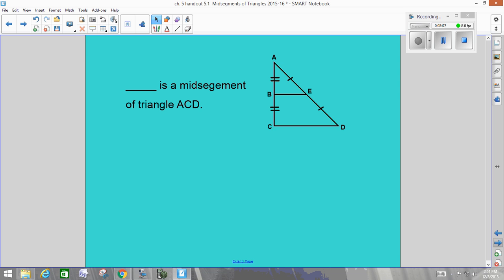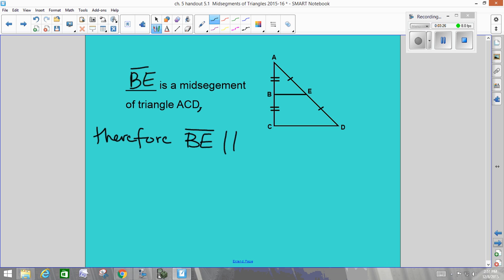Below your little theorem box there, it says blank is a midsegment of triangle ACD. Which of our segments is the midsegment in that picture? BE, good. And then add this to it. So turn your period into a comma, and then state, therefore, segment BE would be parallel to which segment? CD, good. And the length of BE equals what? Half of CD, good.